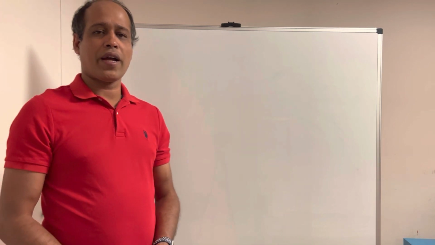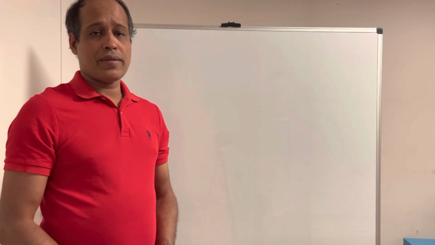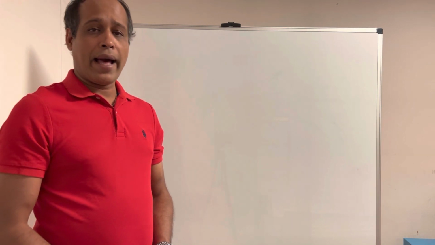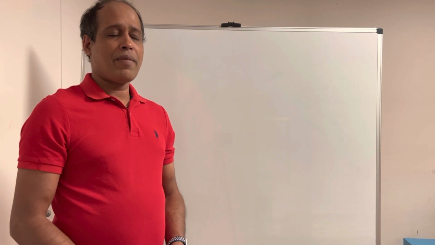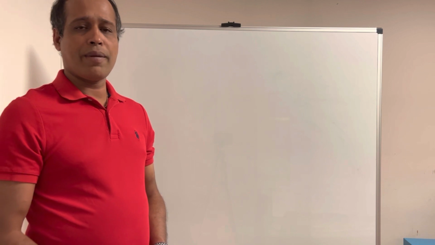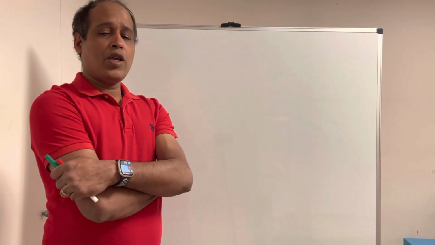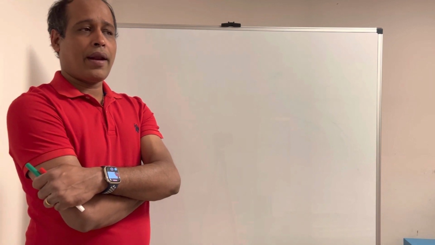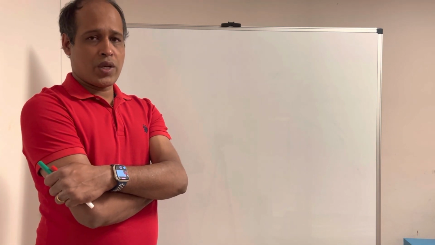Today I'm going to talk about the reductive amination, which is also called reductive alkylation. So if you have a primary amine or secondary amine or tertiary amine, especially a primary or secondary amine, and you want to put an alkyl group, then how are you going to do it?